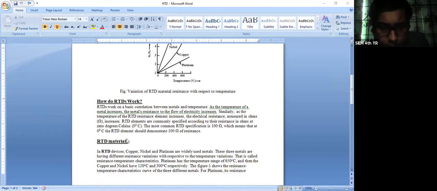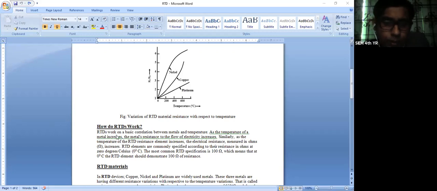RTD, resistance temperature detector. It works on a basic correlation, an interrelation between metals and temperature. As I told earlier, a basic property of the metal is that with the change in temperature, its resistance also will get varied. That means either increase, for materials with a positive temperature coefficient the resistance increases, and for those with a negative temperature coefficient the resistance will be decreased with the increase in temperature. So the basic relationship between resistance and temperature of the metal is the key to the working of RTD.